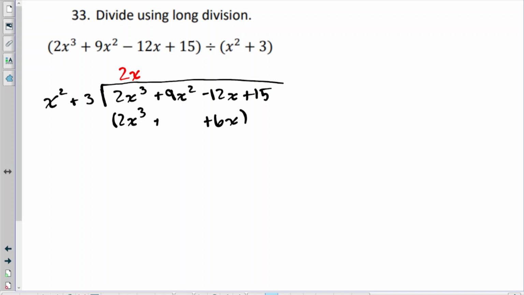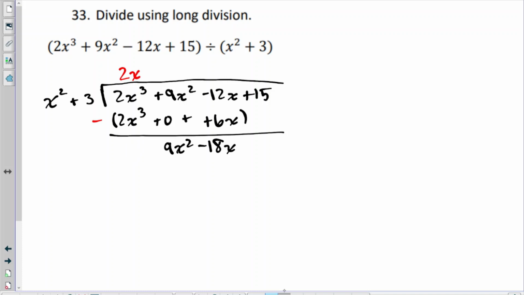And so really I'm putting like a plus 0 in between, and then you subtract your whole line from what's actually above it, okay? So you subtract 2x cubed minus 2x cubed is 0. 9x squared minus 0 is just 9x squared. And then negative 12x minus 6x is negative 18x. Okay? And so even if you have to skip one, you just kind of keep going along the line. And then this is your new starting point, this 9x squared.